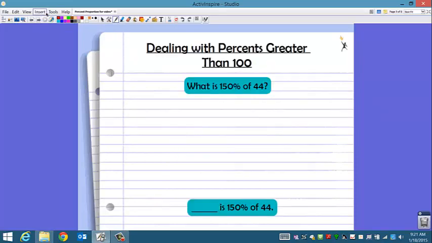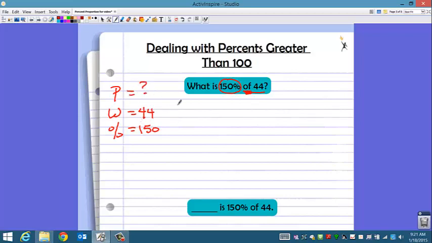Okay, what about if we have percents that are greater than 100? What is 150% of 44? You follow the same steps. Part, whole, percent. Okay, 150%. This is my percent of 44. That of is our clue word here. Of 44, that's our whole. This time we are looking for the part.